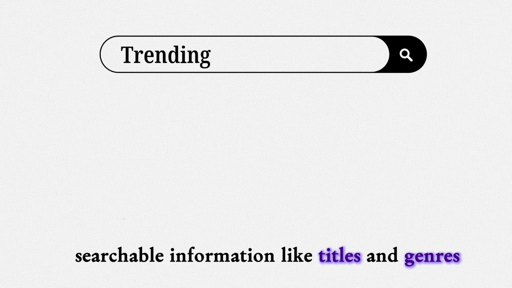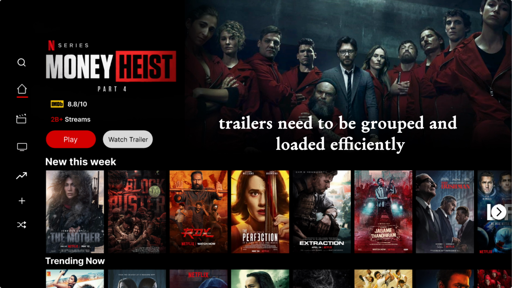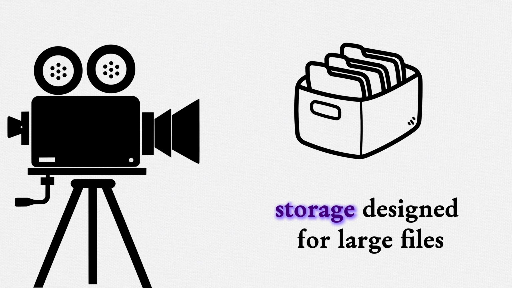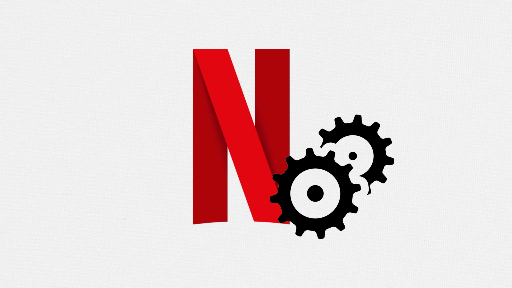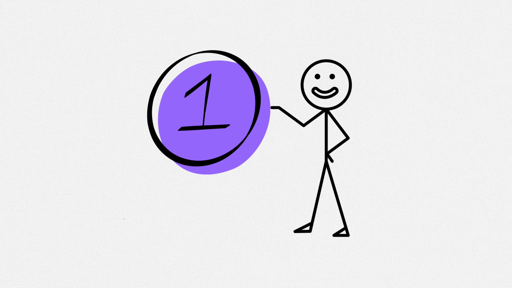Searchable information like titles and genres needs to be optimized for fast searching. Trailers need to be grouped and loaded efficiently. Full movies need storage designed for large files. Now, instead of going deeper into Netflix's internal systems, let's look at some simple and commonly used data structures. The first one is an array.